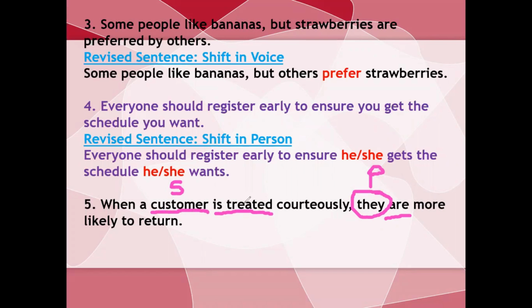How about with our verb? This is present tense, is treated. This is also present tense. So there is no shift in tense. So there is a shift in number. Now, customer, class, third person, they is also third person. Now, my question is, is there a shift in voice? None, class. Well, here we have the verb are, which is a linking verb. And here we have the passive voice.